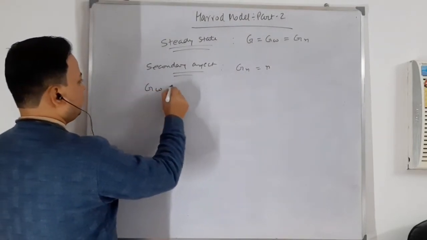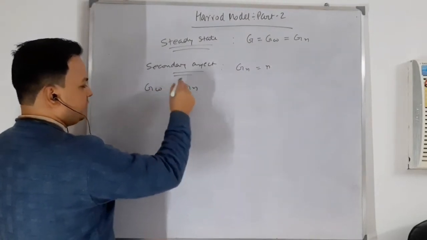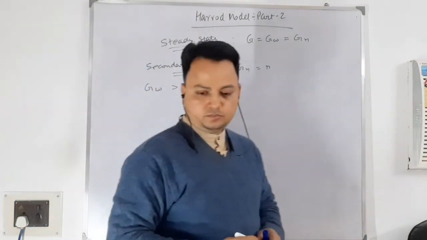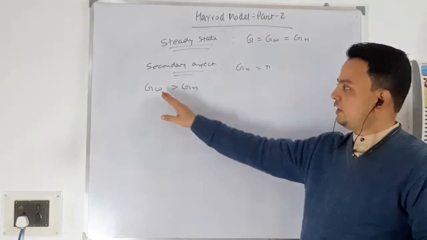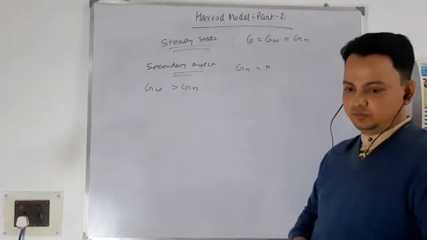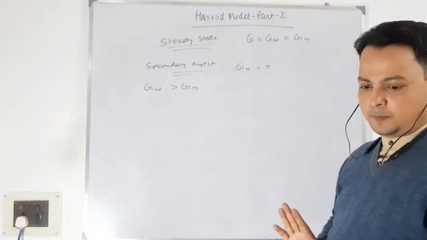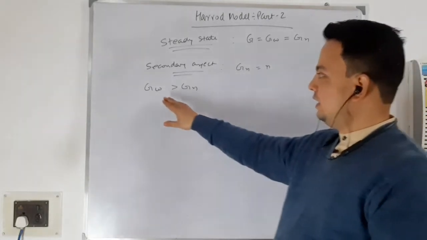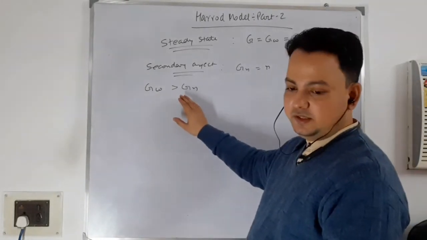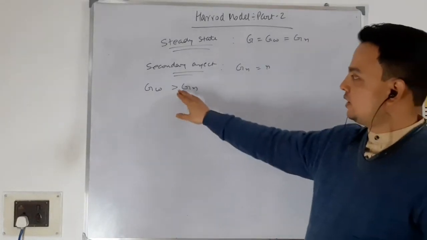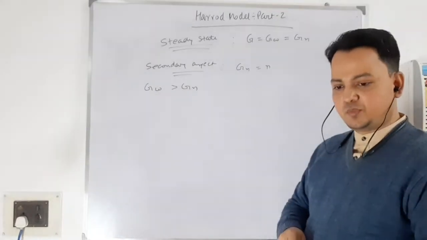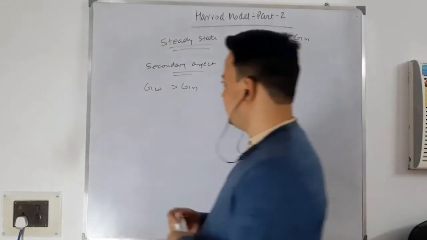Then the second case, Gw is greater than Gn. What is Gn? The maximum growth rate that is possible in the economy. Here I am saying that Gw is greater than Gn. Is it possible? That is what we are going to look at, because Gn is the maximum growth rate that is possible in the economy. So let's look at this.